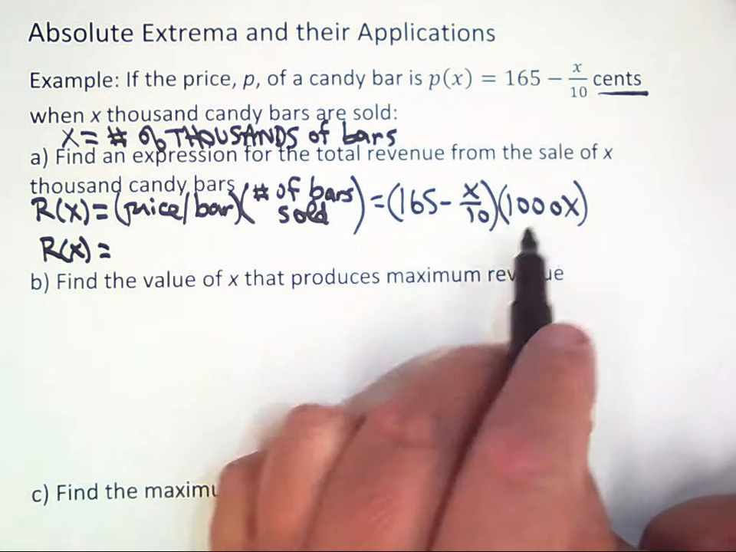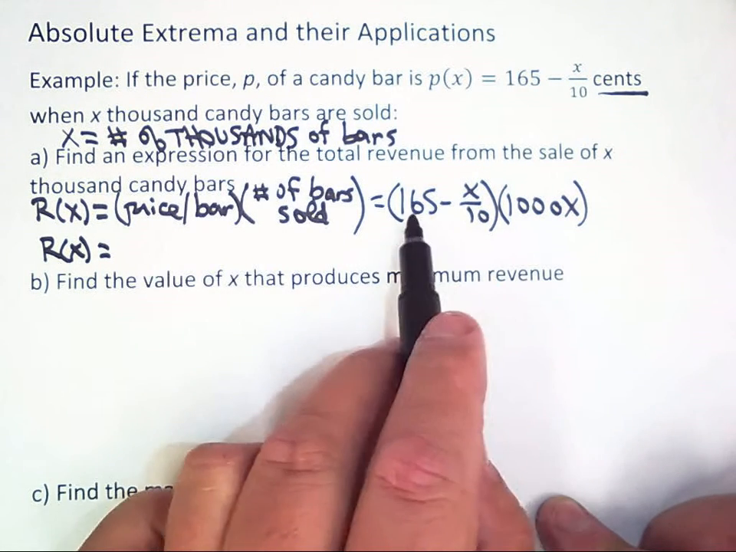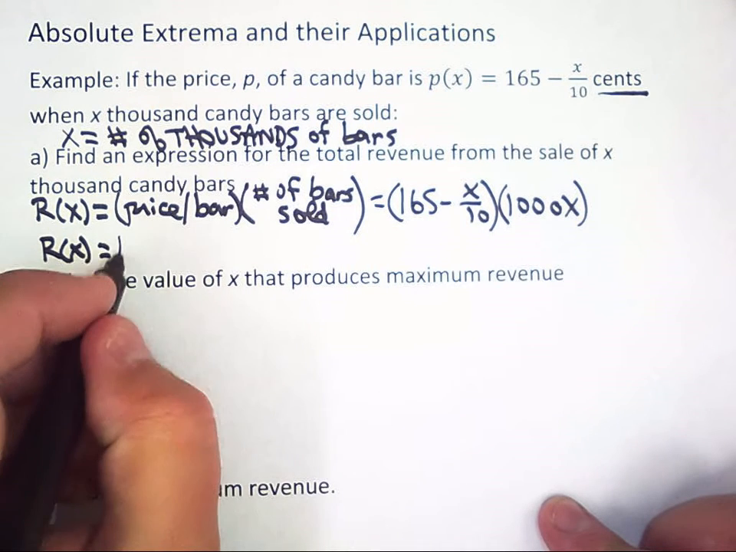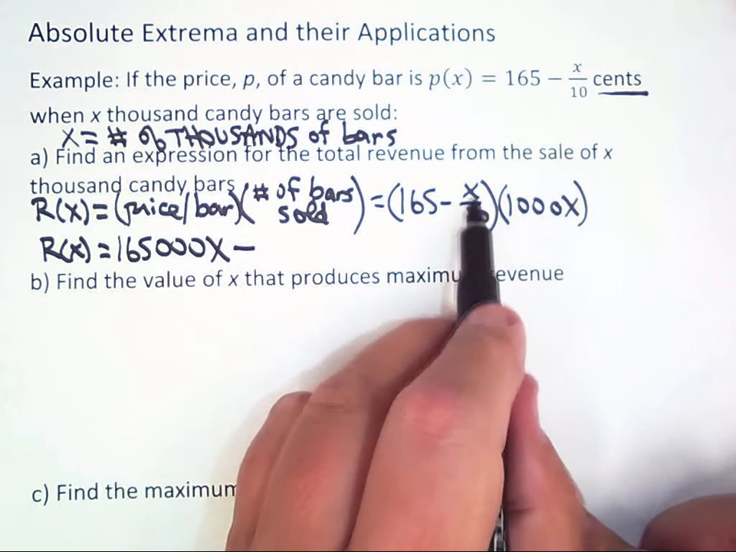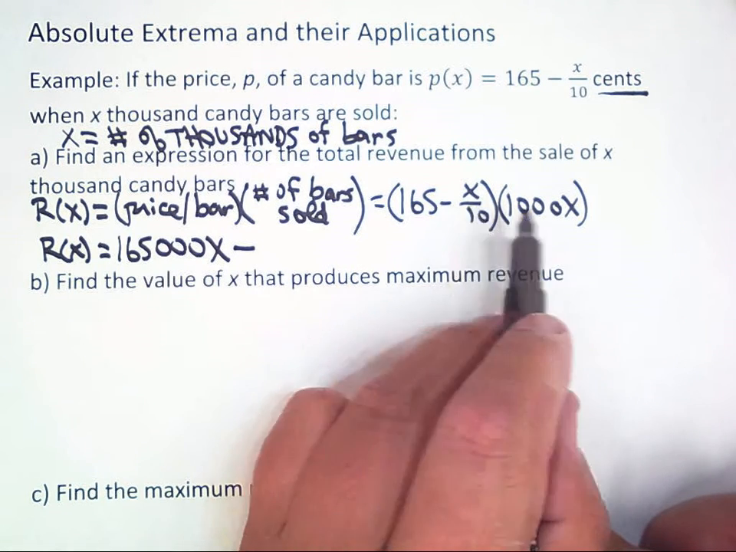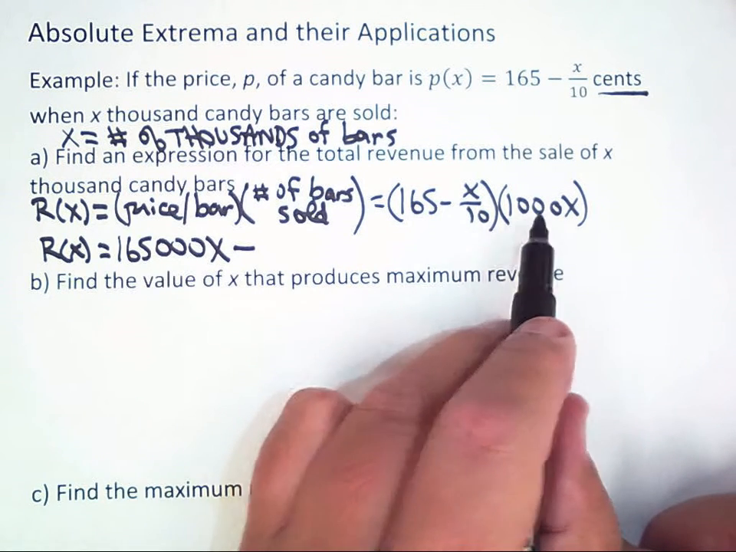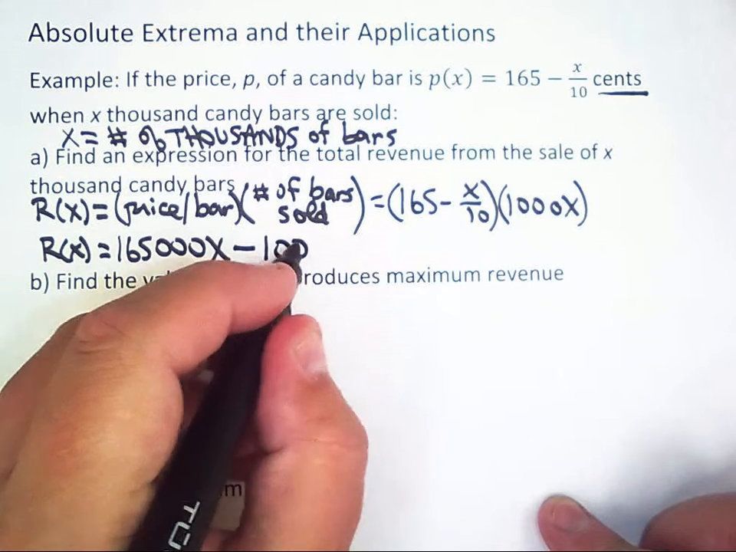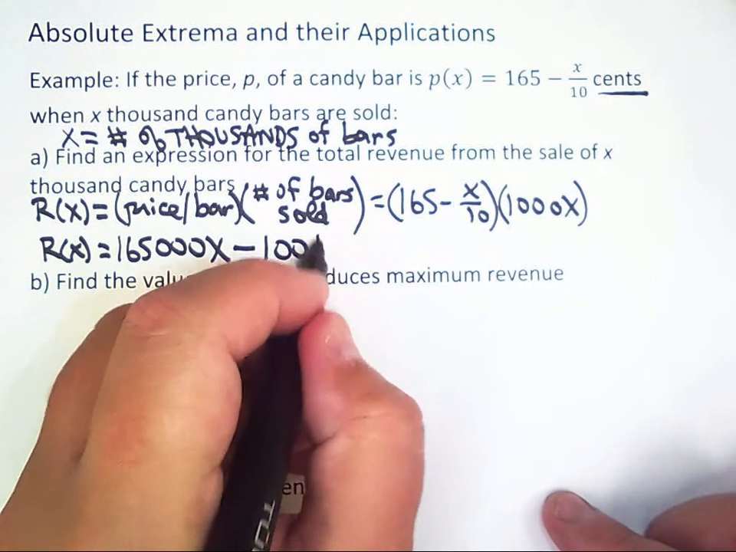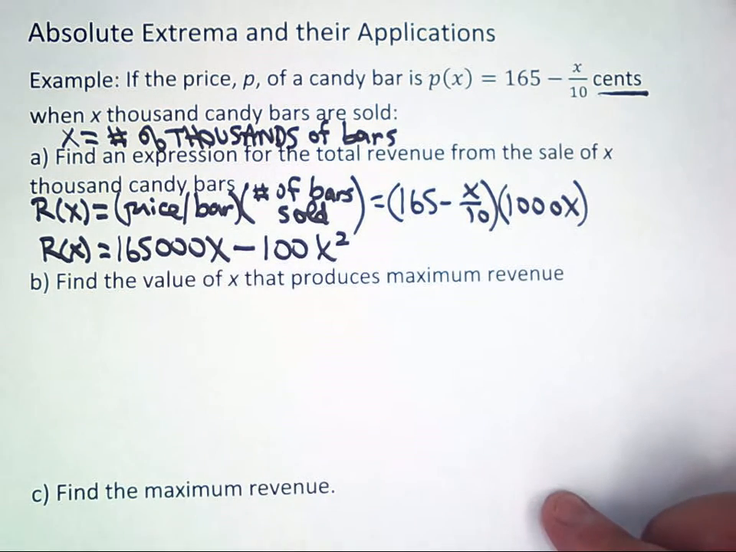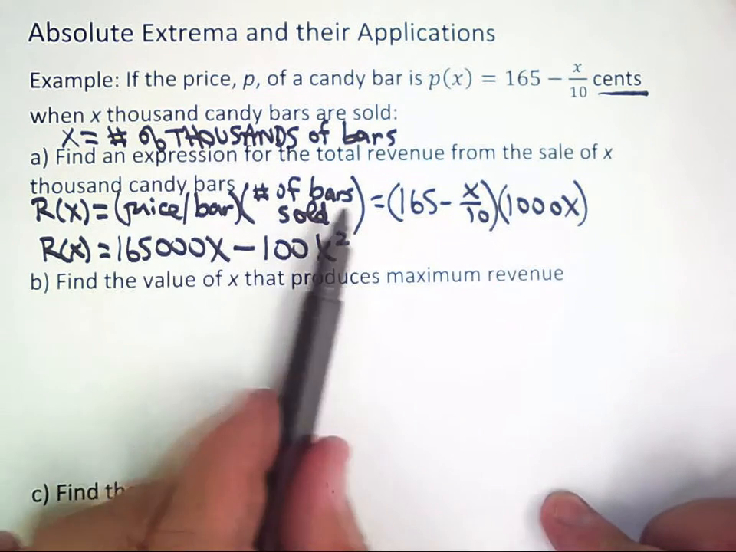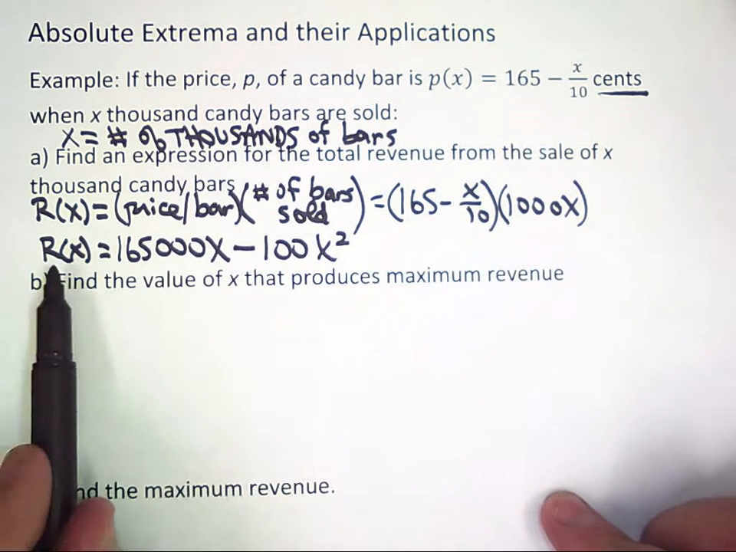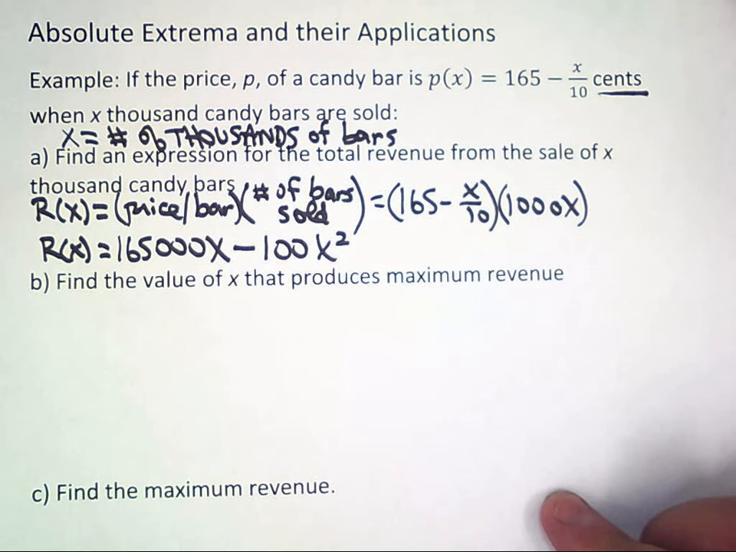Assuming you're with me on that, now it's simple enough just to multiply this out. 165 times 1,000x is 165,000x minus x over 10 times 1,000x. X times x will be x squared. The 10 goes into 1,000 and leaves 100, so you get 100 x squared. So that's the tricky part here. Thousands of units versus the number of bars sold. You got to be careful. Given that, finding the revenue function is pretty straightforward. So that's the A part.